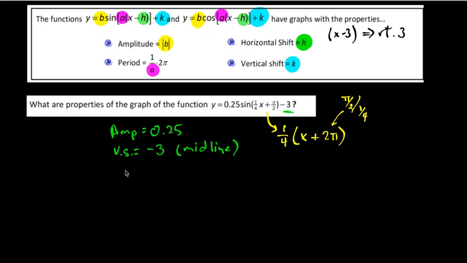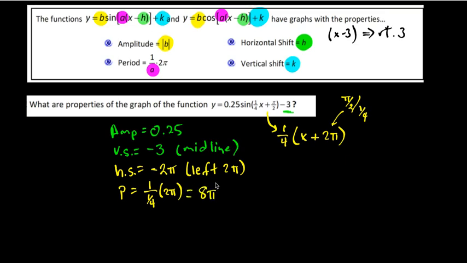So now we can finish this off, our horizontal shift. Our horizontal shift is going to be, so this is plus, so this is going to be a negative 2 pi, left 2 pi. And it's kind of interesting, if you shift a graph by a period, you may not even see that it has been horizontally shifted. And then the period of our graph is going to be 1 over the a, 1 over 1/4 times 2 pi. So our period here is going to get 4 times bigger. So that's going to be 8 pi. And there's all our properties.